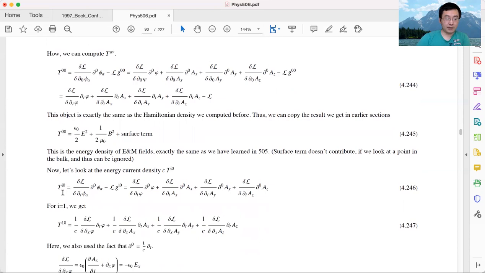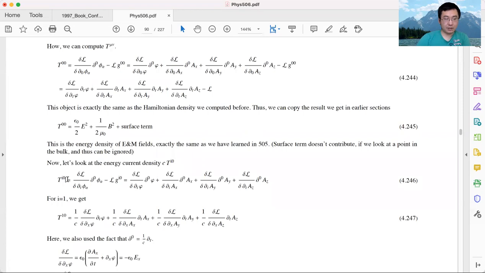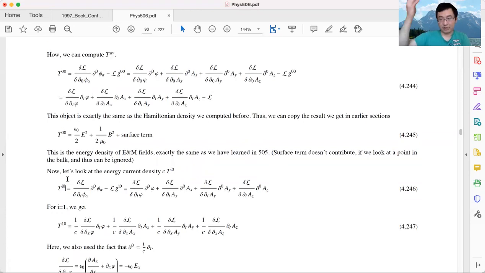And for T10, 20, 30, I will call them Ti0, and i can be 1, 2, or 3. According to the formula we have in the previous section, the Ti0 is this. And again we have 4 different fields. The field is phi, field is Ax, field is Ay, field is Az.